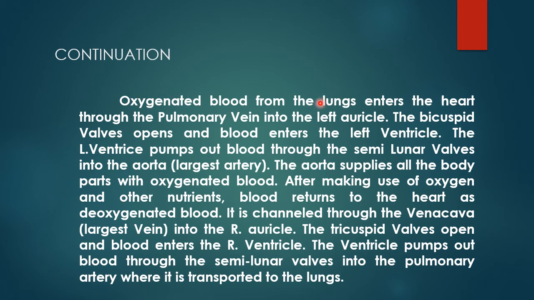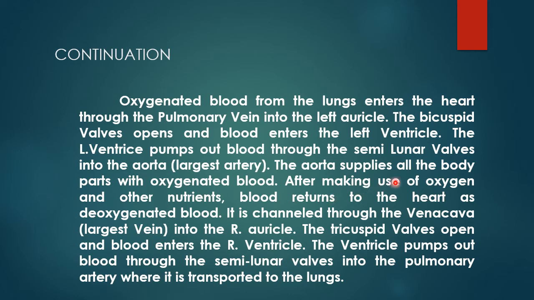Oxygenated blood from the lungs enters the heart through the pulmonary vein into the left auricle. The bicuspid valves open and blood enters the left ventricle. The left ventricle, take note, is ventricle. The left ventricle pumps out blood through the semilunar valves into the aorta. The aorta supplies all the body parts with oxygenated blood.